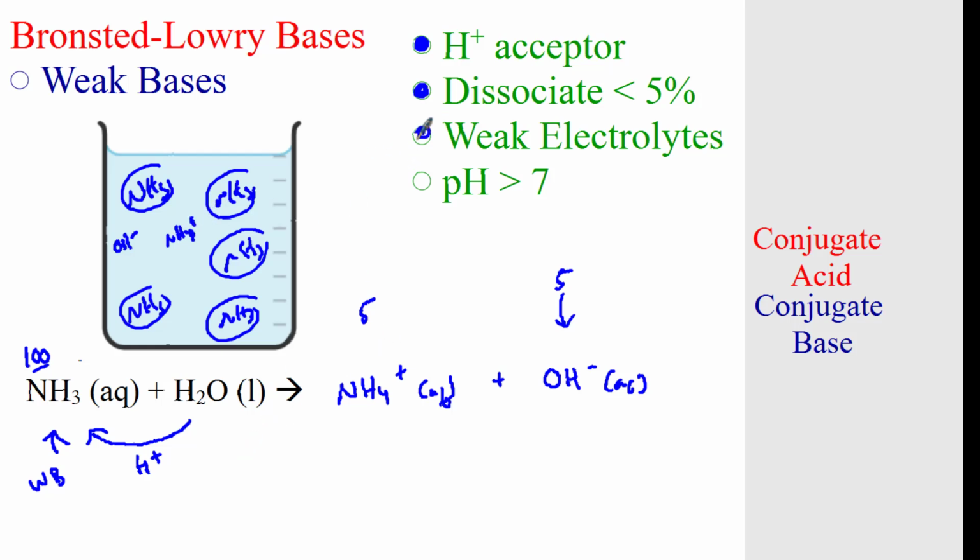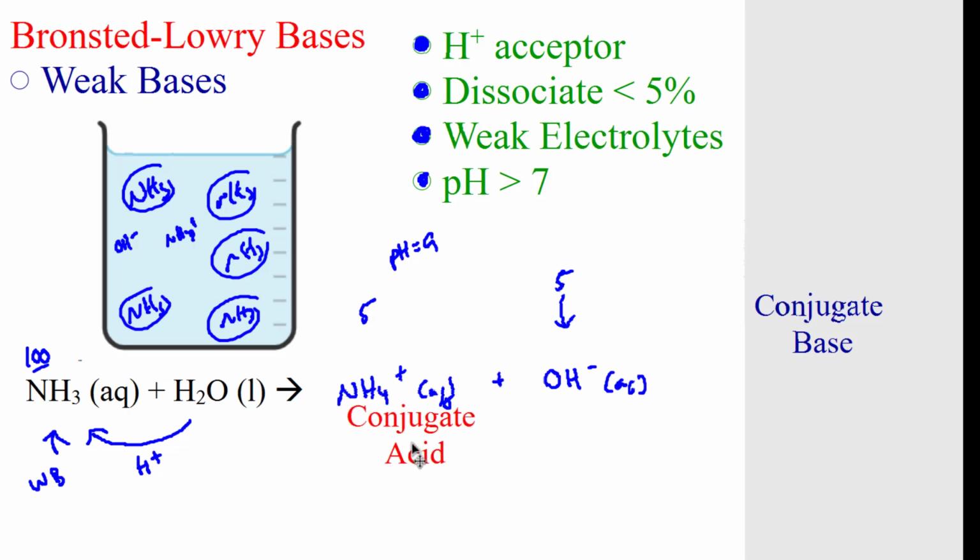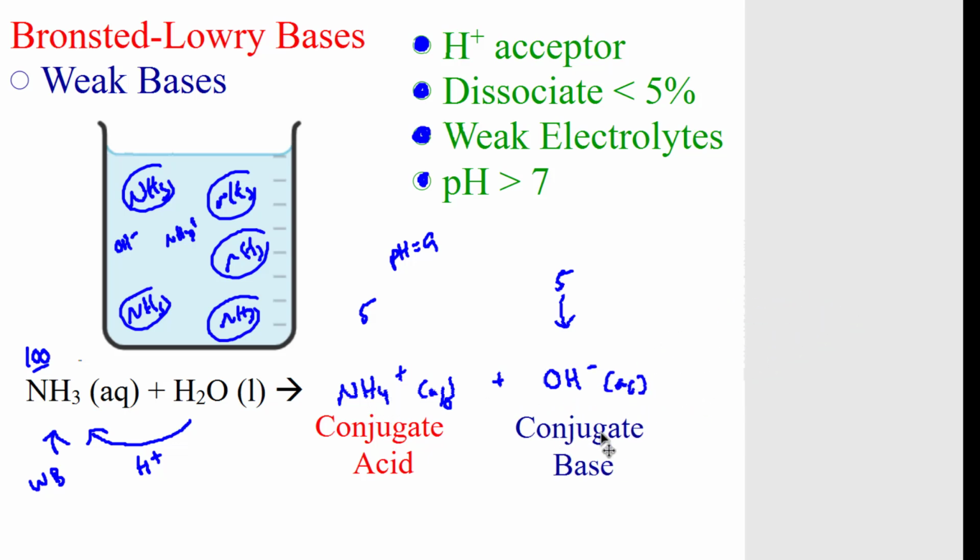Which means, again, the Bronsted-Lowry weak acids and bases are weak electrolytes. They don't conduct electricity well. The pH is going to be maybe about 9 or something like that. It's going to be above 7, but not a very low or high pH at all. And what do we know on this side of the equation? The conjugate acid has all the H plus. You can see this NH4 plus has all the H plus. The thing that does not have the H plus would be your conjugate base. So the OH minus would be your conjugate base.